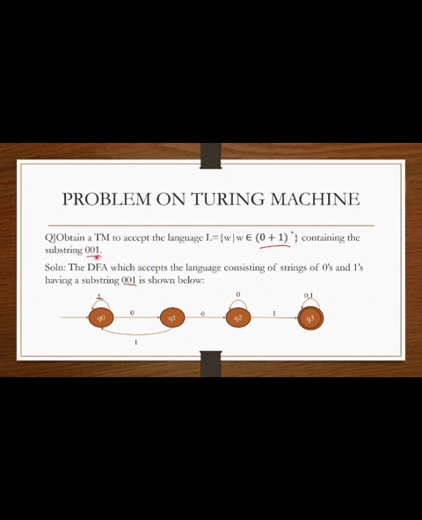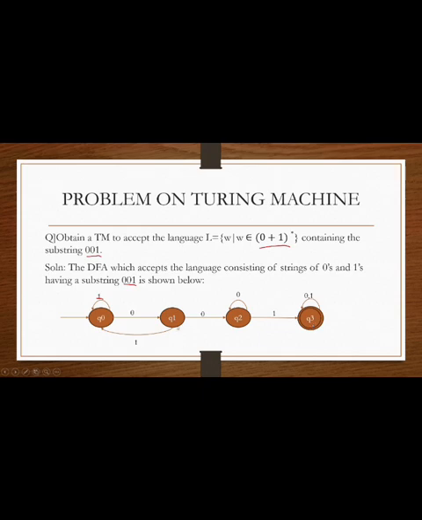To solve such problems, we first construct a DFA to recognize the substring, then convert the DFA into a Turing machine. Now, the DFA which accepts the language consisting of strings of zeros and ones having a substring 001 is shown below. The first step in designing a Turing machine is to build a DFA for the same language. This DFA has four states Q0, Q1, Q2, Q3, where Q0 is the starting state and Q3 is the final or accepting state.